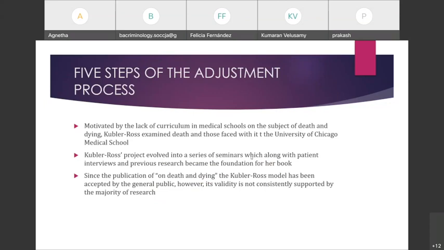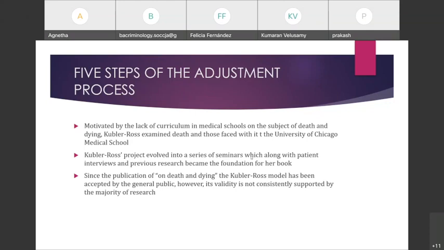Now, coming to the next topic, which is the 5 steps of adjustment. Every single person has to go through some kind of adjustment. So, I want to ask you a question. If you have heard, when someone you know dies, they say that there are 5 steps in the process. What can anyone tell me? What are the stages or steps which a person goes through when somebody close to them dies? The stages of grief.